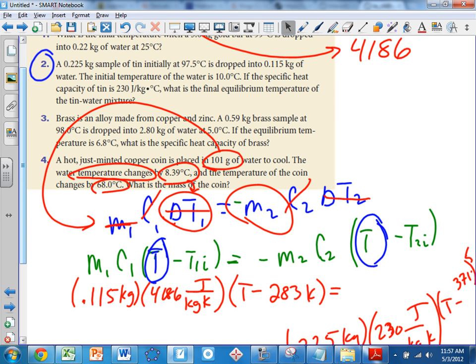68 is the change in temperature of the coin, given there. You're giving your C values in your table. Find the value of M2, the mass of the coin. Okay, find the value of M2.